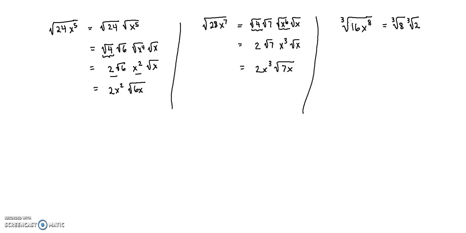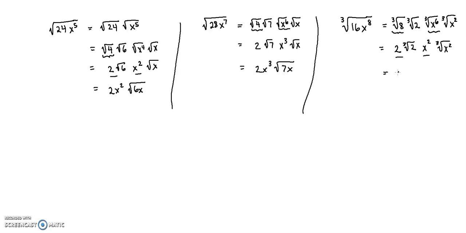X to the 8th, I need a multiple of 3. The biggest multiple of 3 that I can fit into 8 is 6. So I'm going to break this up as x to the 6th and x squared. That gives me a total of x to the 8th. Now go through and take your cube roots. Cube root of 8 is 2. Cube root of 2 left over. Cube root of x to the 6th is x squared. Remember, we take 1/3. And cube root of x squared left over.